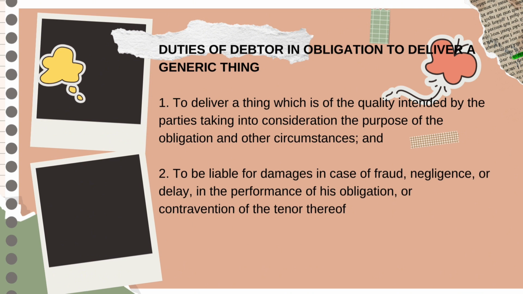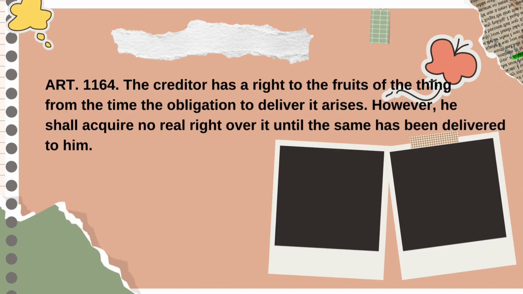So what is the duty of the debtor in obligation to deliver a generic thing naman? So to deliver a thing which is of the quality intended by the parties, taking into consideration the purpose of the obligation and other circumstances, and to be liable for damages in case of fraud, negligence, or delay in the performance of his obligation, or contravention of the tenor thereof. So, yung fraud or negligence or delay ay liability na ng debtor. Okay. Now, as we have mentioned, yung delivery of the fruit of the thing will be discussed in 1164.